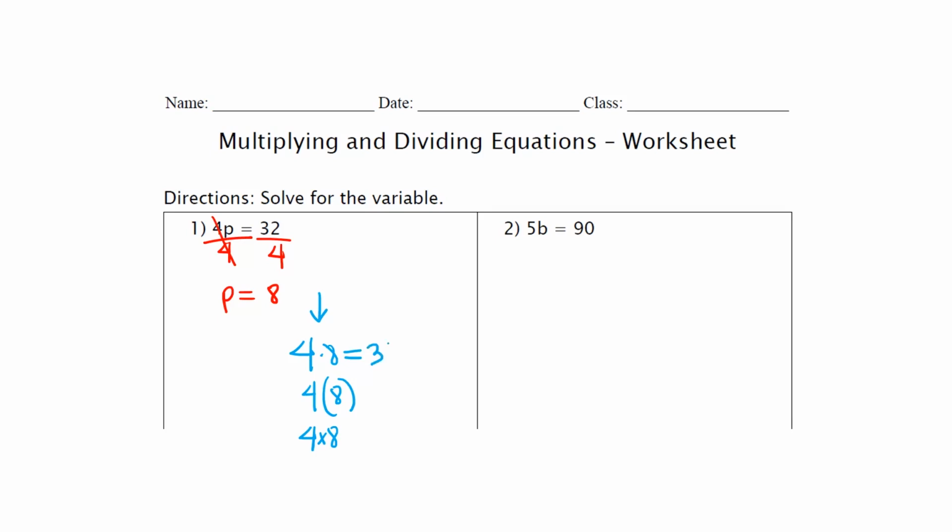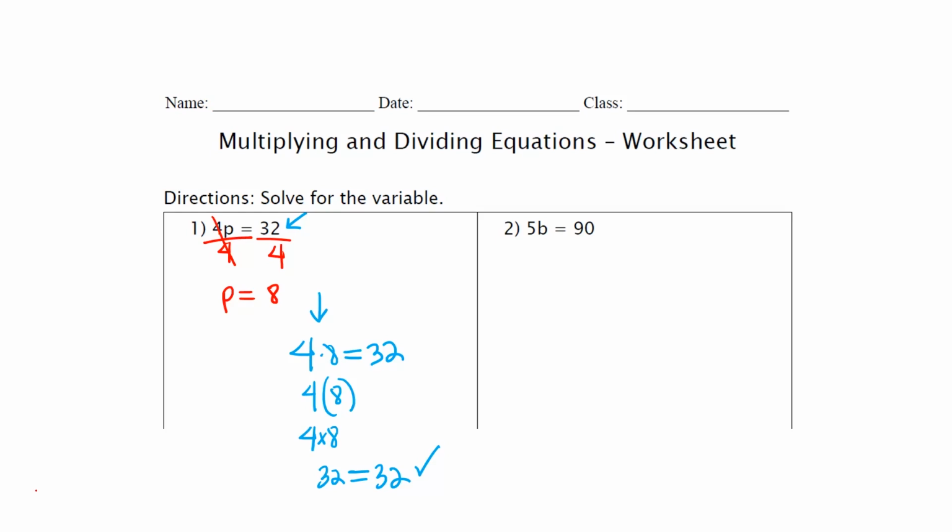I want to make sure that equals 32 because that's what I had on the right side of my equal sign in the beginning. And if you know your multiplication facts, or if you can at least calculate it, you would know that 4 times 8 does in fact equal 32. So this is like saying 32 equals 32. So that is correct. Now let's take a look at example number 2.